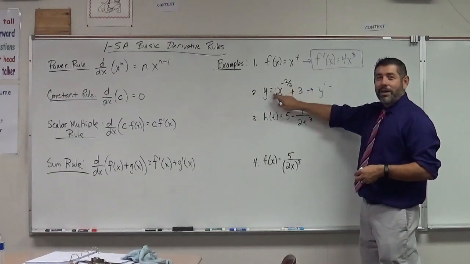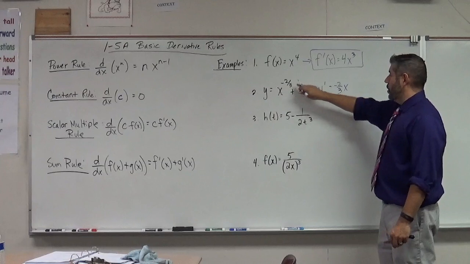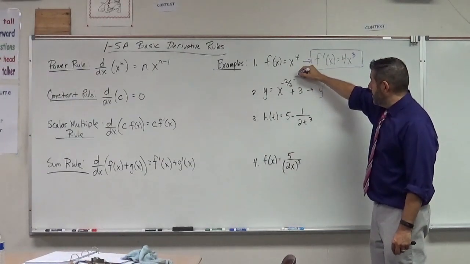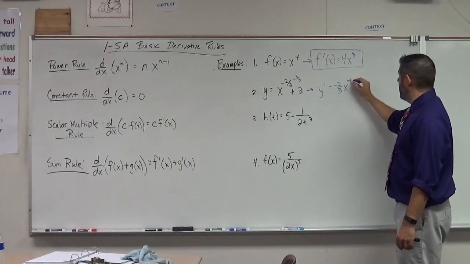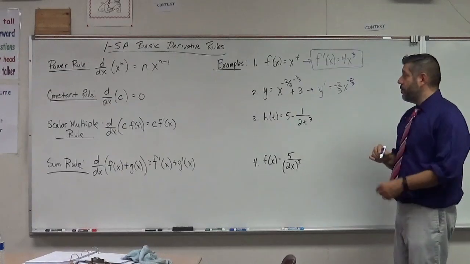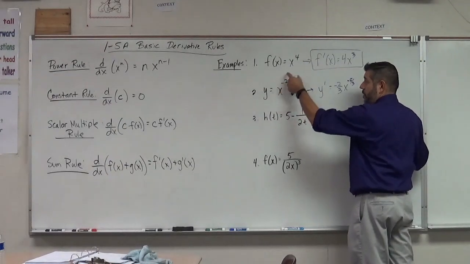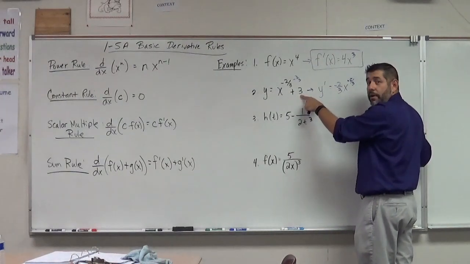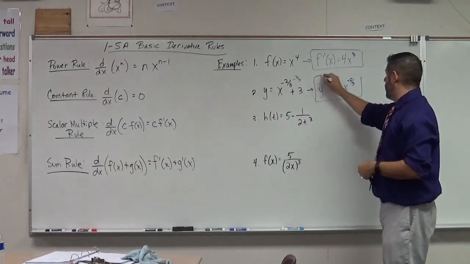We're going to bring the negative 2/3 to the front, and then we're going to subtract 1. Now when we subtract 1, we're subtracting 3/3. We have a common denominator, so we're going to have negative 5/3 power. And then, since we have a plus here, we're going to do the derivative of this part, and then the derivative of 3. The derivative of 3 is the constant rule, which is 0. So this is our answer right here.